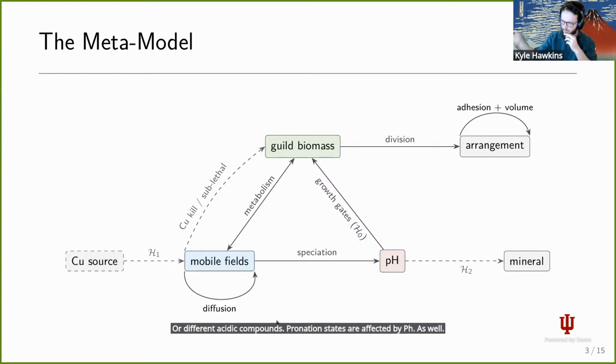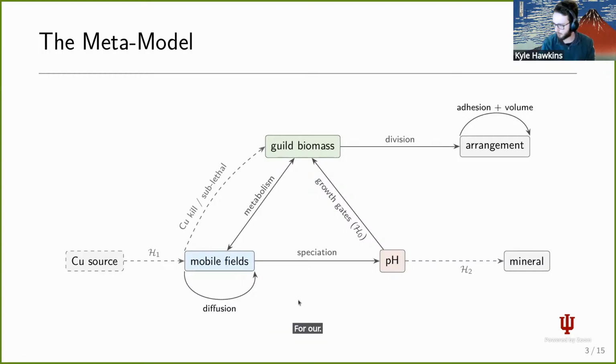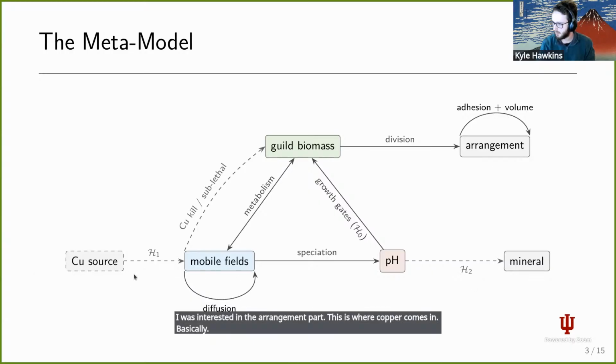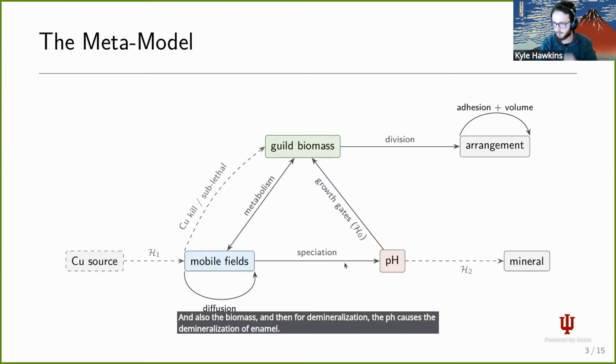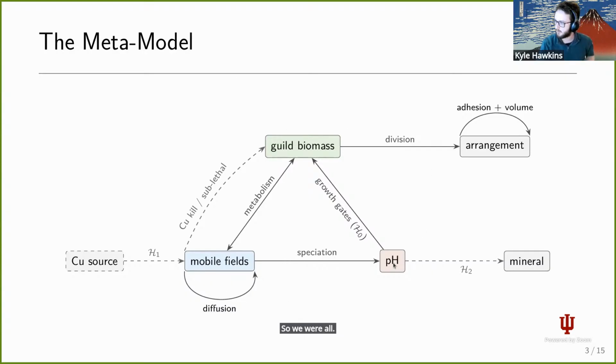So for our different hypotheses, I was interested in the arrangement part. This is where copper comes in, basically affecting the fields, and also the biomass. And then for demineralization, the pH causes the demineralization of enamel, and that's where that comes in. So we were all working towards developing this core here.